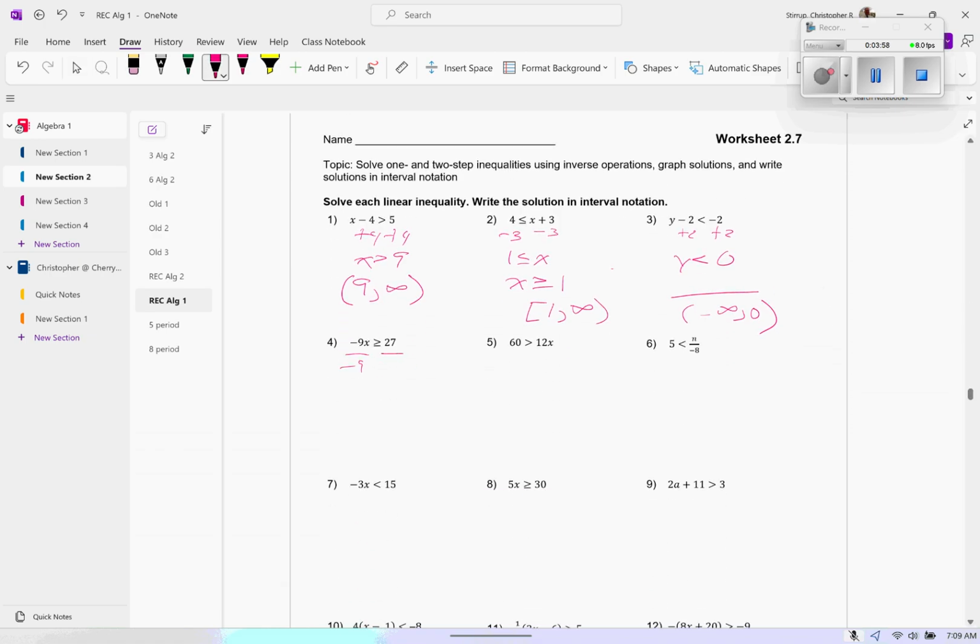Divide each side by negative 9. Okay, we divided by a negative, so the sign has to flip over. Okay, and I get negative 3. That's pointing to negative infinity. So it's going to go from negative infinity to negative 3, square bracket because I have an equal sign.